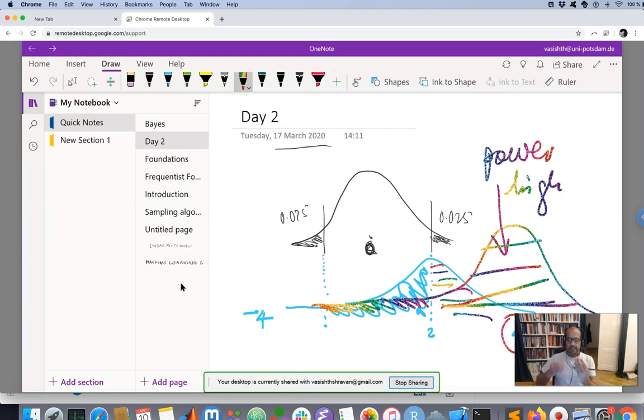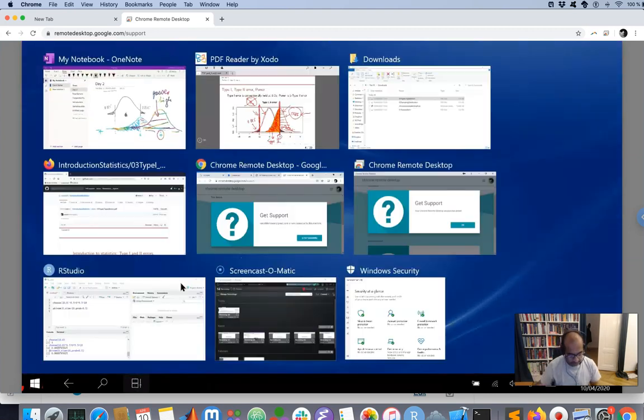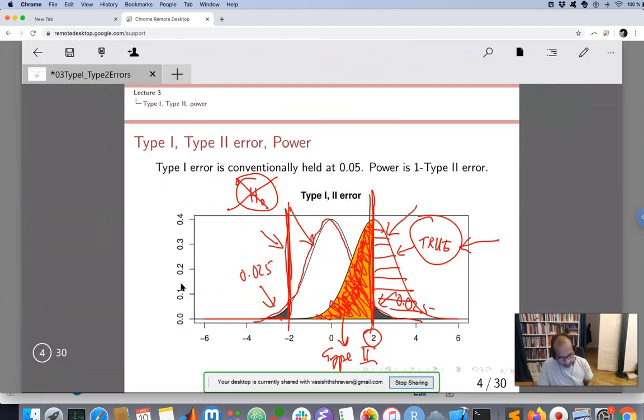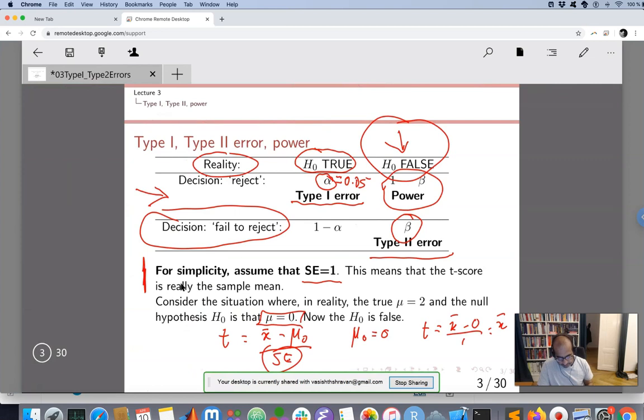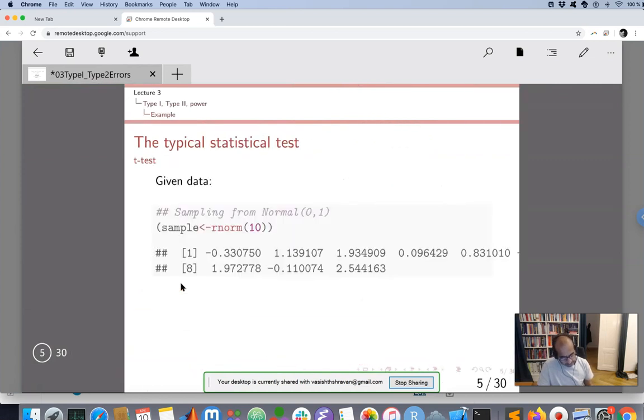So basically the true effect size, which of course we don't know, is going to influence what your statistical power will be, right? So let's get back to my slides here. This is the whole point of this type 1, type 2 error and power scenario, okay?